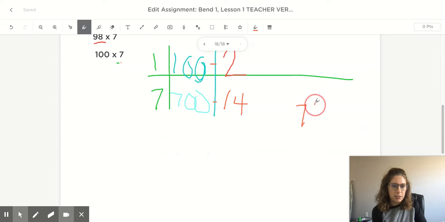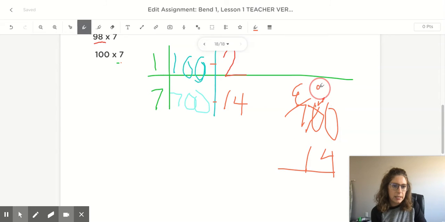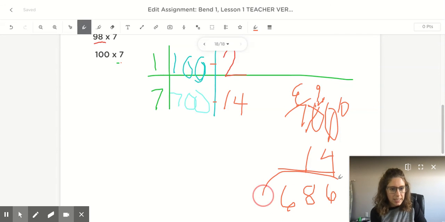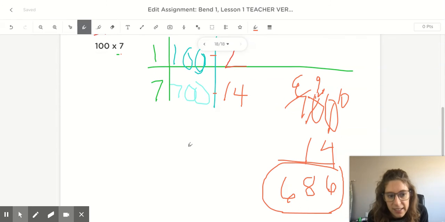So 700 minus 14. This becomes a 6. This can be a 10 now. Cross it out again. It's a 9. Now this is a 10. 10 minus 4 is 6. 9 minus 1 is 8. 6 minus nothing is 6. So 98 groups of 7 is 686.